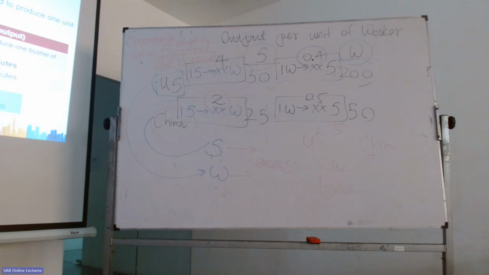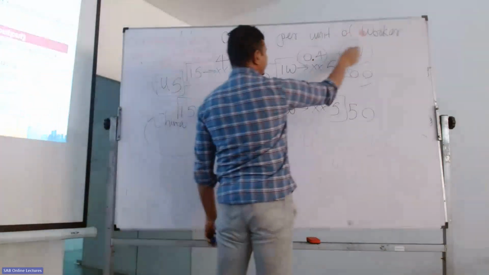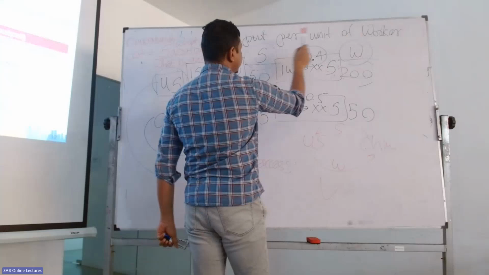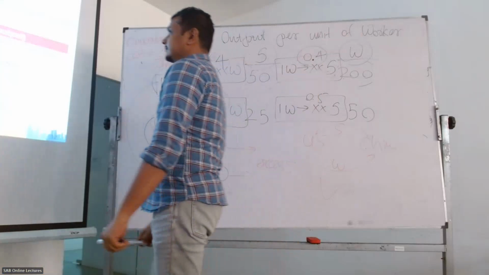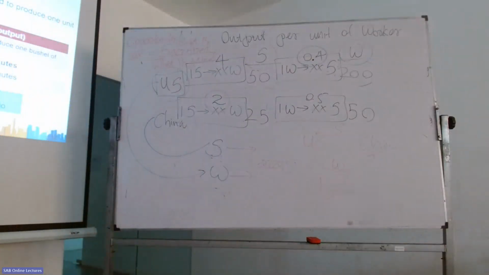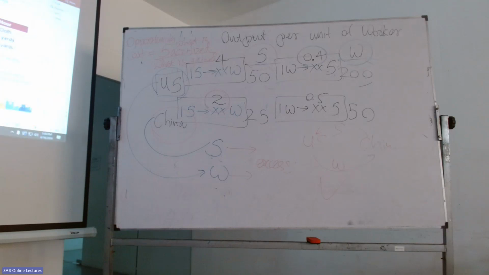Consider this example as well. Here, it's about productivity, output per unit of work. Again, output per unit of input. Input is the labor. Output per labor hour. Calculate the productivities. Calculate the opportunity costs.